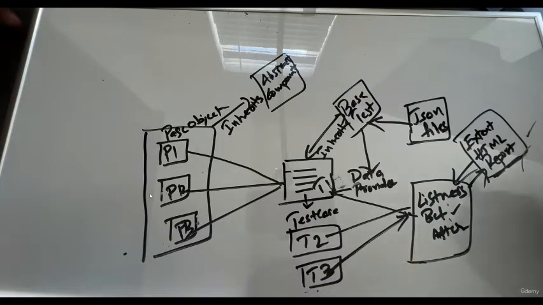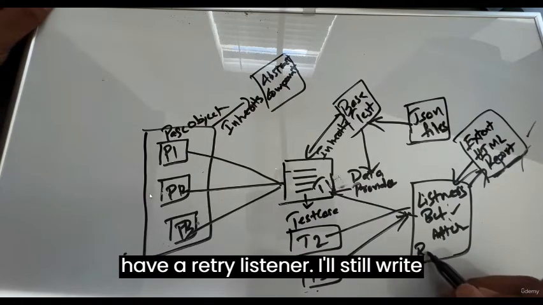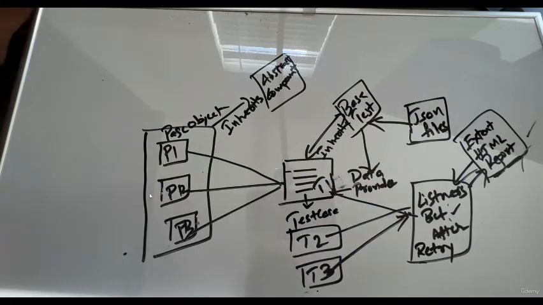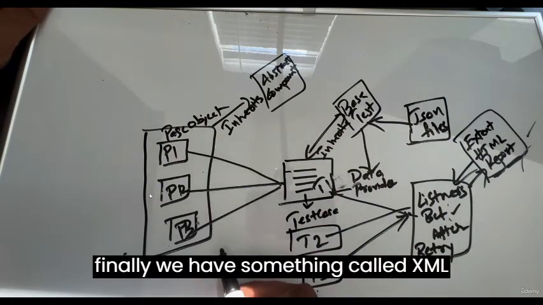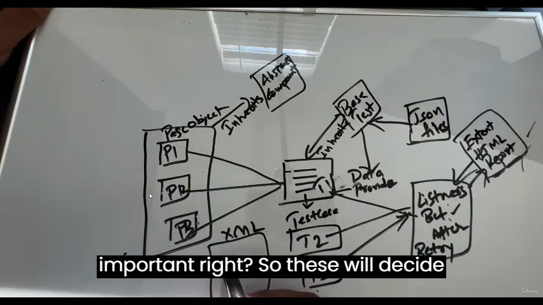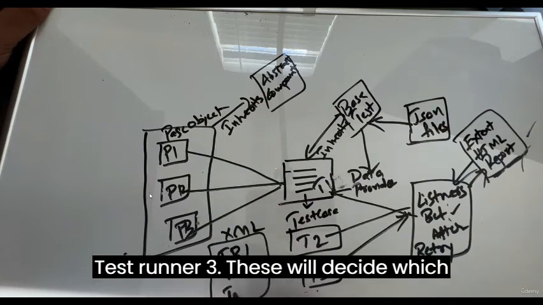So what else we have? We have seen data reporting, and then we also have a retry listener. I'll still write this inside only because all comes under retry listeners family. And finally, we have something called XML files, which are test runners. These are important, right? So these will decide which test runner 1, test runner 2, test runner 3. These will decide which test to execute.